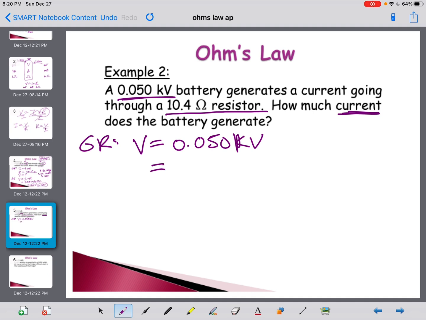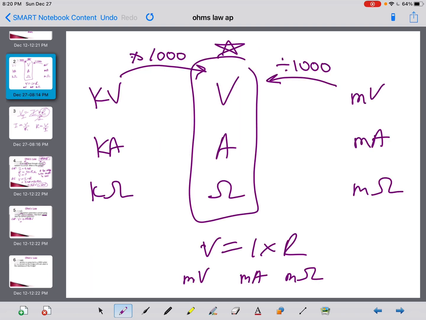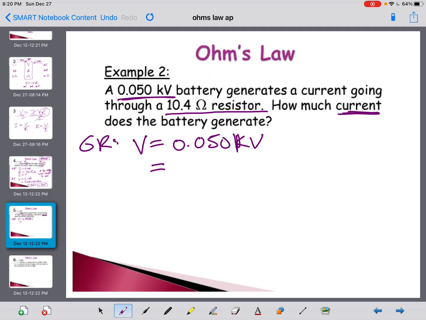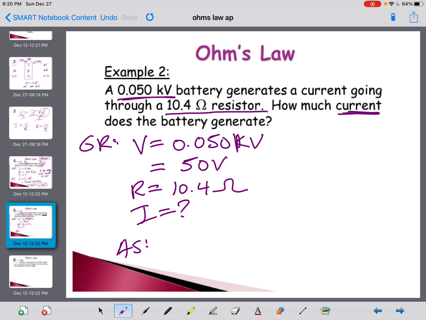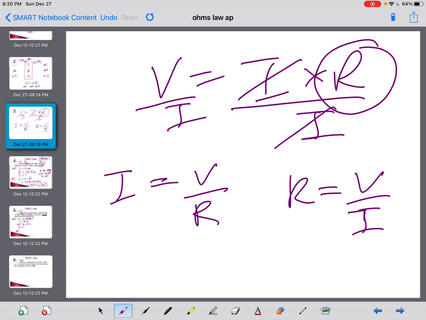Okay, so I'm going to recommend that you change this right here, right now. Because what happens is if you don't change the units from the beginning, sometimes students tend to forget to do that later on. So let's recap. To go from kilovolts to volts, we're going to multiply by 1,000. So that's going to be basically 50 volts. And our resistance is 10.4 ohms, and that is in the proper unit. We are looking for current. So current is V over R.